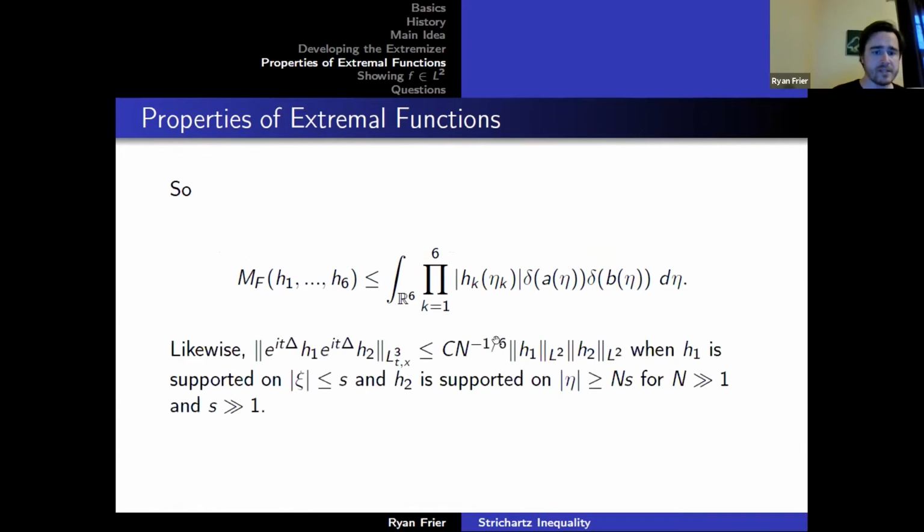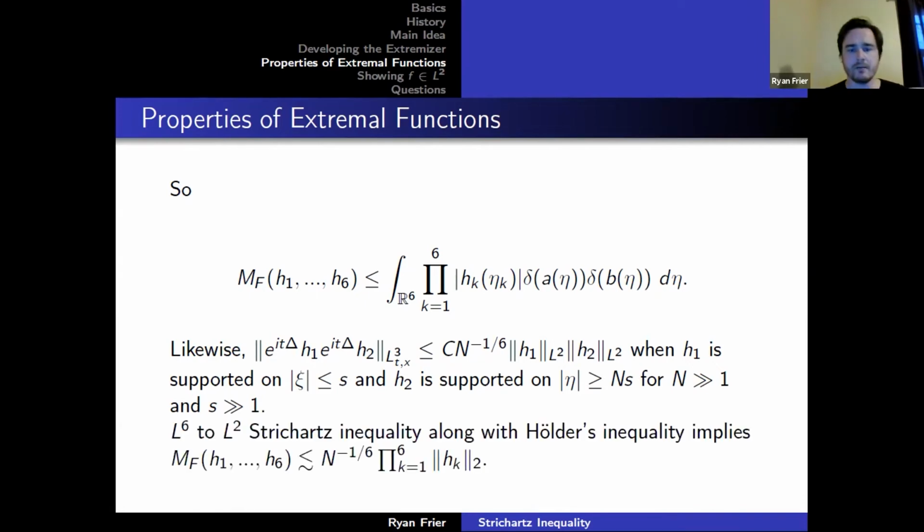Furthermore, this is a result from Bourgain, Silva, and Quilodrán. This bilinear estimate right here enjoys exponential decay when the support of H1 is bounded between negative s and s, and the support of H2 is bounded outside of n s, for n and s very large. Again, these are R1 functions, so this is an R1, not the R6 one that we were discussing earlier. The same thing here; again, I should have used different variables for this. So hopefully that's not confusing.